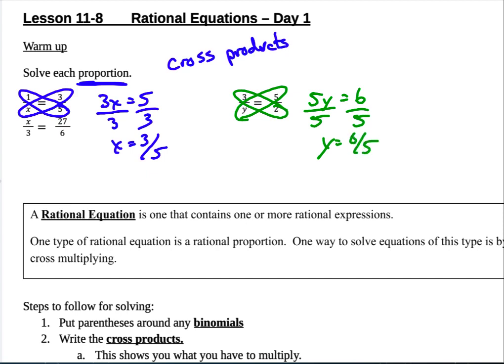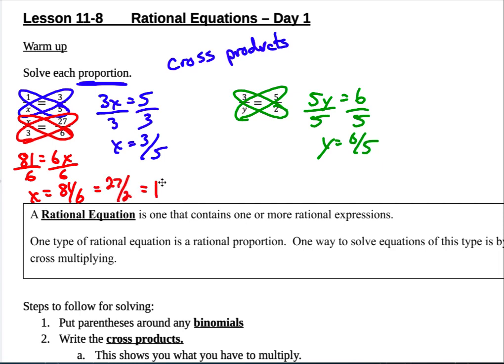Same thing here, we got 1. It got formatted wrong, so it got pushed to the next line. 3 times 27 is 81. 6 times x is 6x. We divide by 6, and x is equal to 81/6, or we can simplify that to be 27 halves, which is 13 1/2, or 13.5. So we're going to use that idea of solving proportions to help us solve these rational equations.